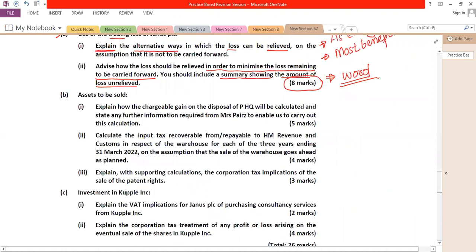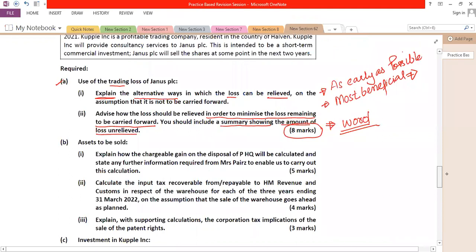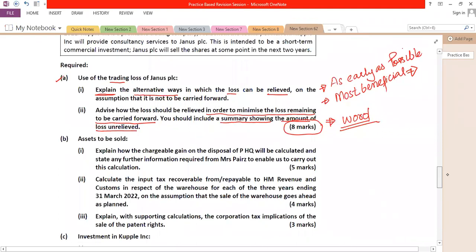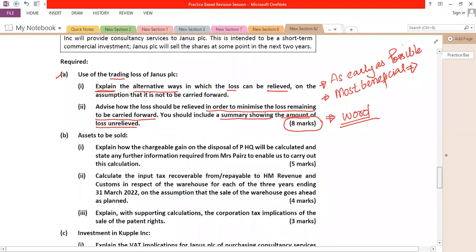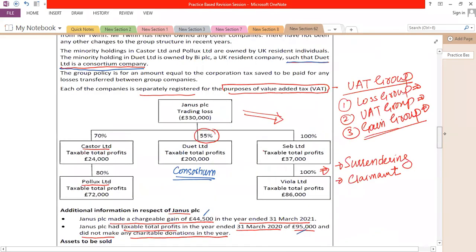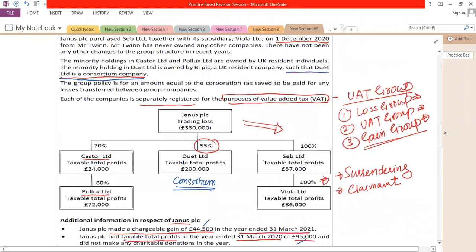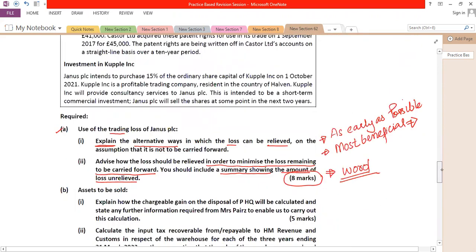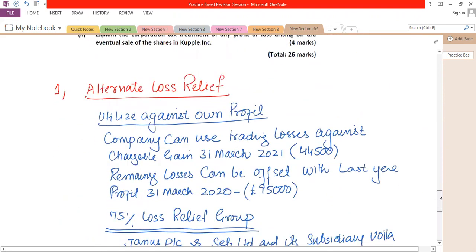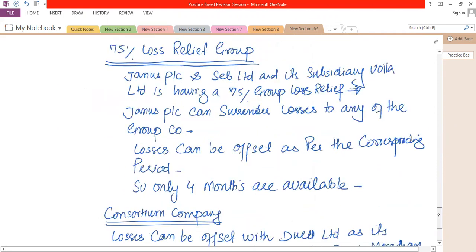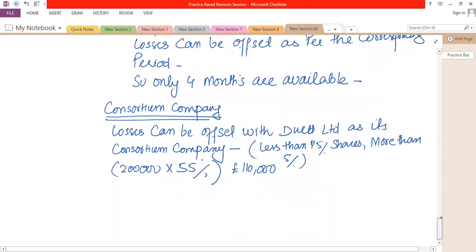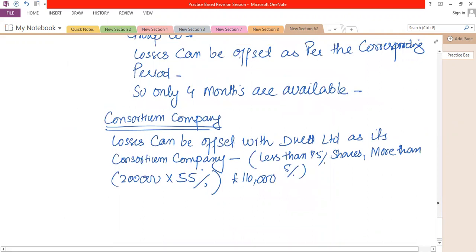The question was, explain the alternate ways in which the loss can be relieved on the assumption that no carry forward option we have to use. And the scenario was related with a group structure along with a consortium company. We cannot offset with the other companies because they are not part of the group, not part of the consortium. So first of all, I have written my own company option available. Then I have used 75% loss relief, and then I've used the consortium company. If you use these three options available, then you can get maximum marks. Otherwise, there will be deductions against what you have missed.